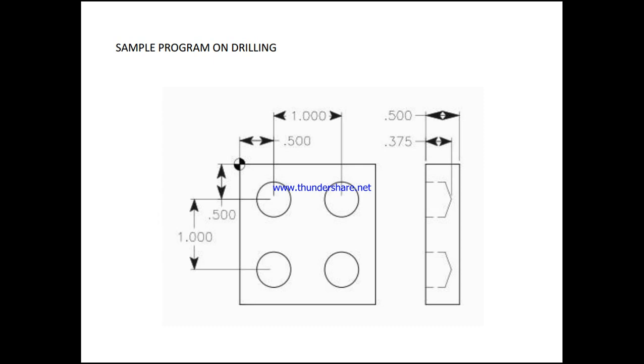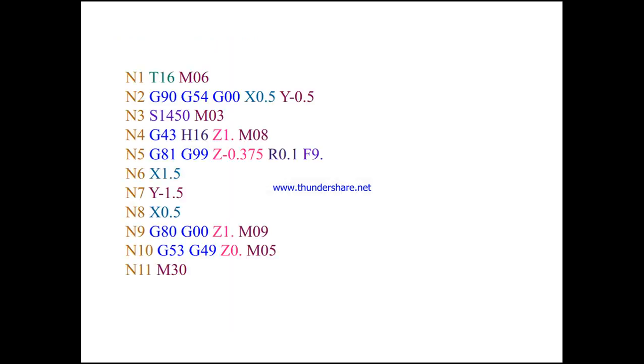Here it is 0.5 and 1, but the drilling depth is 0.375, and the plate has a thickness of 0.5. Okay, so for this we have to go for the operation. So we are having a program here.